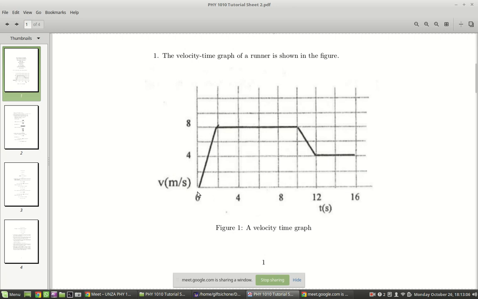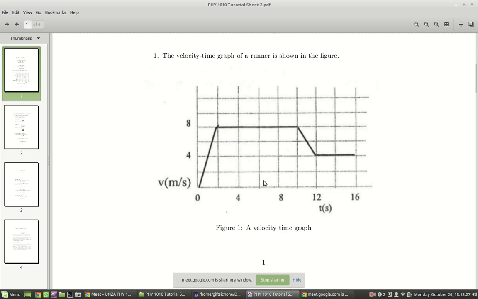For example, from 0 to 2 seconds, that can be one area, that can be one leg of the journey. Then from 2 seconds to 10 seconds, that is another bit. Then from 10 seconds to 12 seconds, that is another bit of the journey. Then from 12 seconds to 16 seconds, that's another bit.